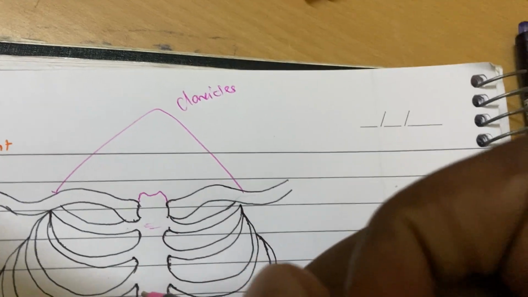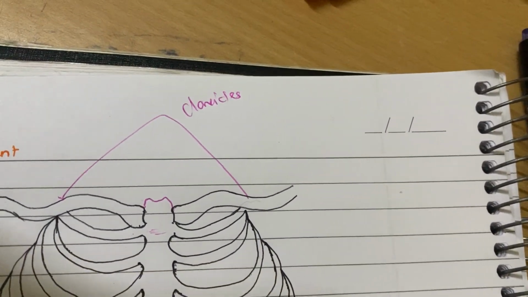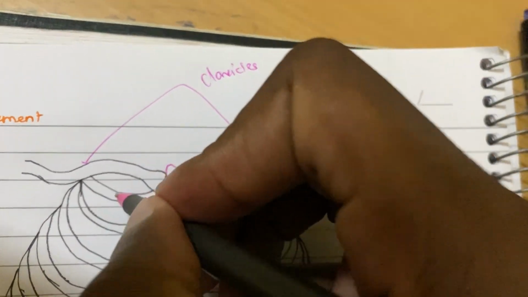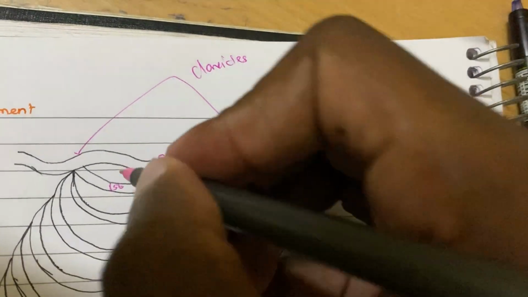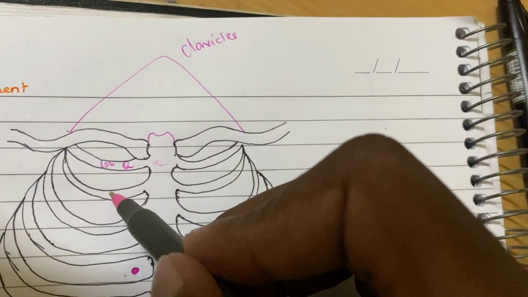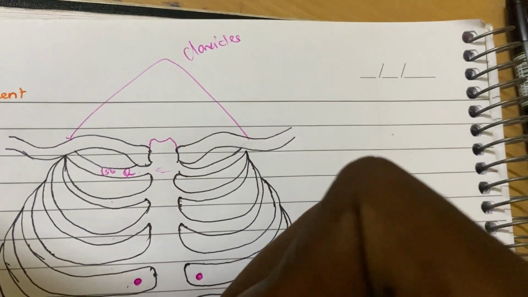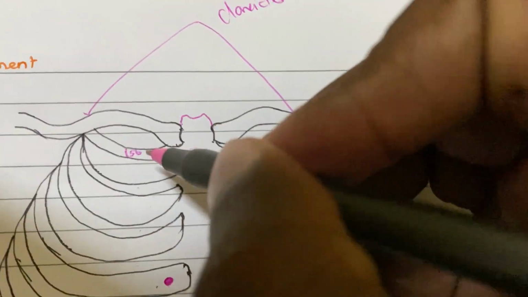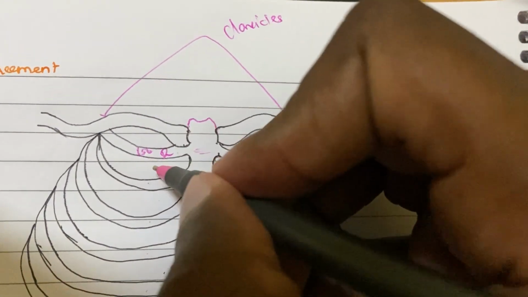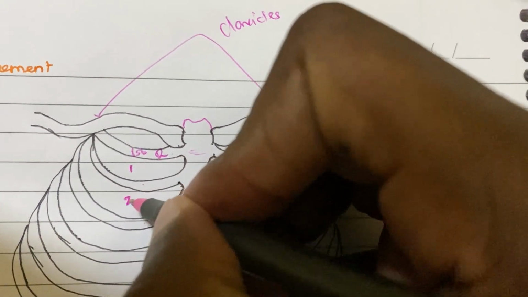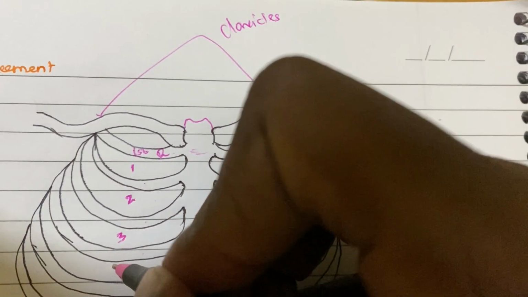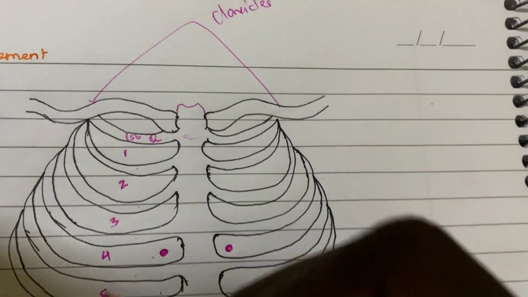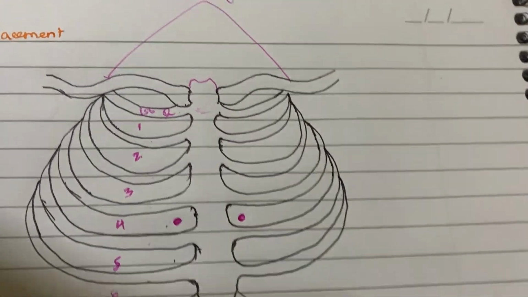Angle of Louis. So we are going to count the intercostal spaces. Intercostal spaces, this is the space between the ribs. So if this is the first rib, second rib, third rib, fourth rib, fifth rib, sixth rib, like that. I've not finished everything. So intercostal spaces are counted: first intercostal space, second intercostal space, third intercostal space, fourth intercostal space, and then fifth intercostal space, then sixth, and so on and so forth downwards.